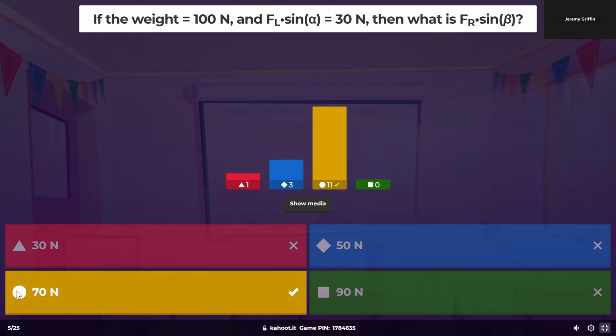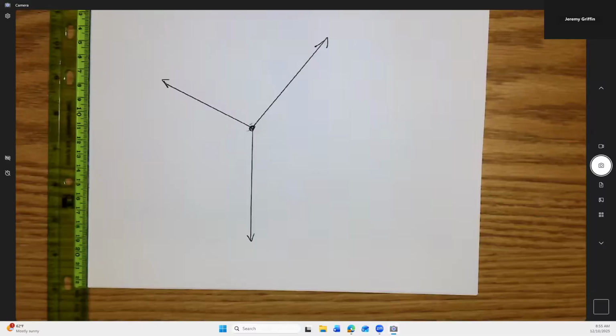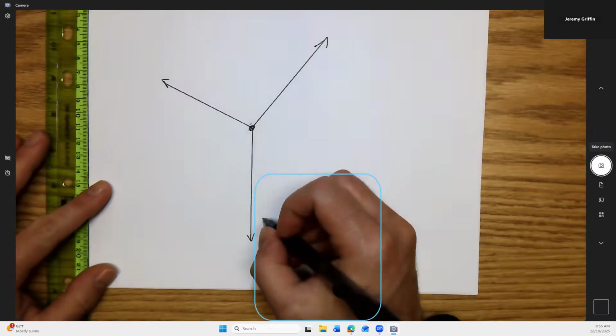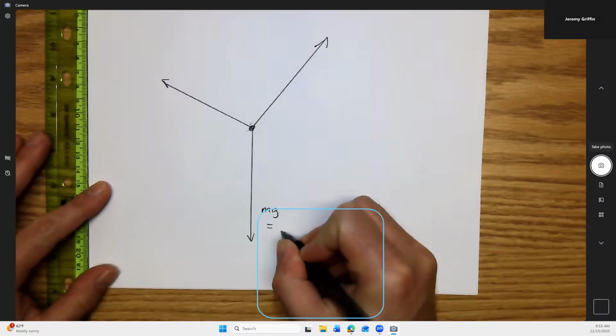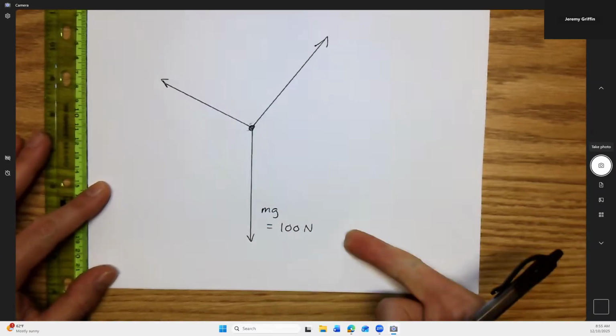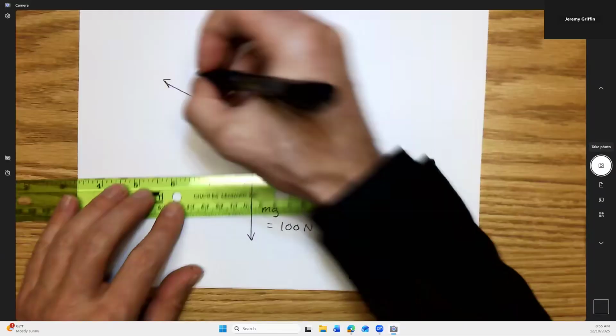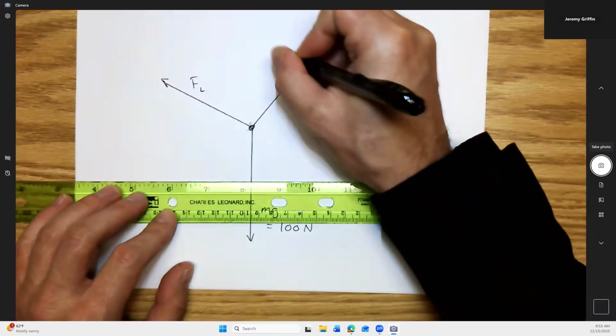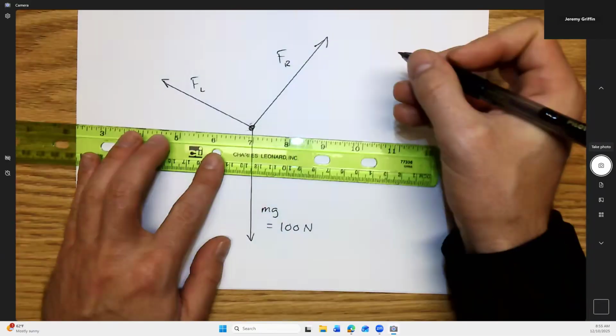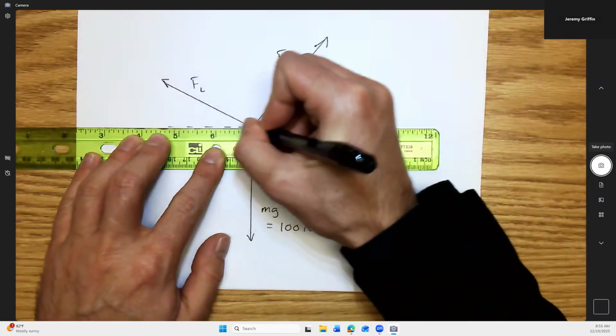Yeah, there you go. 70 newtons. Okay, so draw this out. It's pretty close. This right here is a 100 newtons weight. Now, here's force left and force right. It is your tensions, possibly. They can split it into components.